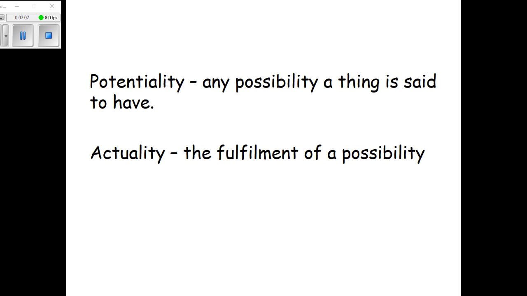Okay, so here are two terms that are going to be useful for our study of Aristotle. So we have potentiality and actuality. So just think of potential and actual. If you've got potential, that means you've got something that's possible, not actual. Actual is when you actually have the fulfillment of that possibility. So potentiality is any possibility a thing is said to have. Actuality is the fulfillment of that possibility.